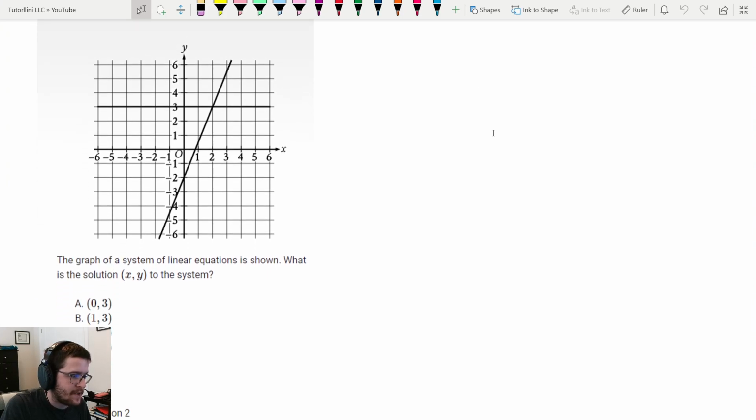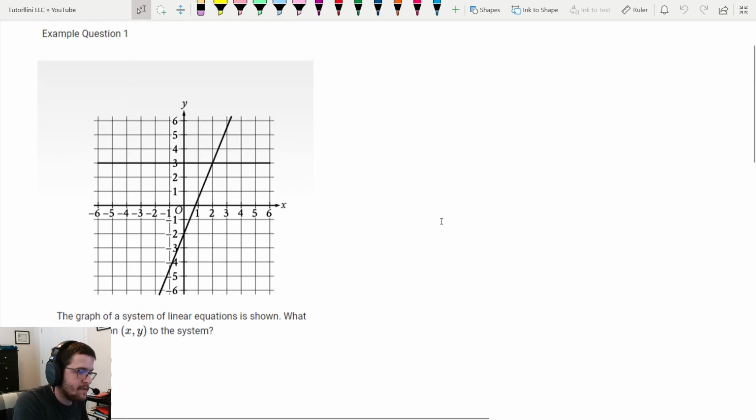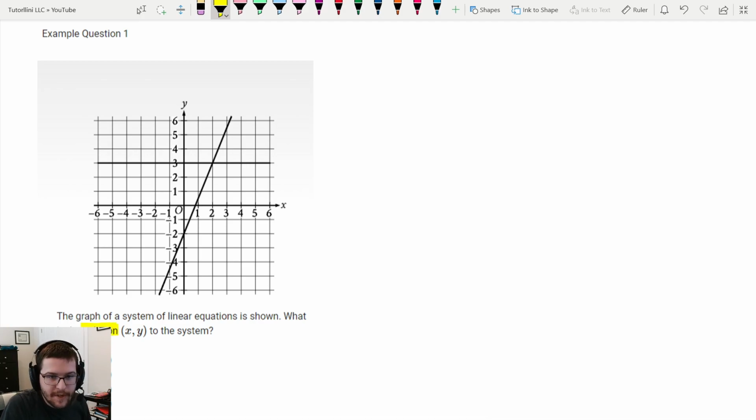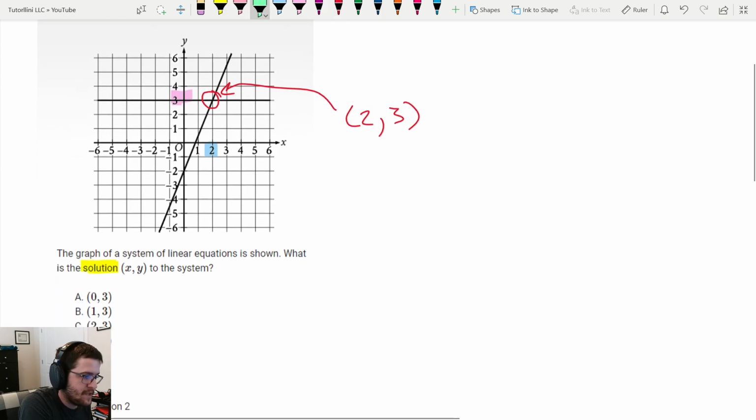Okay, we got some graphs here. The graph of a system of linear equations, what is the solution? So the solution to a system of equations is the point of intersection. So the point of intersection is right there where the two lines cross. So you see x is 2 and y is 3. So that point is 2, 3, which is answer choice C.